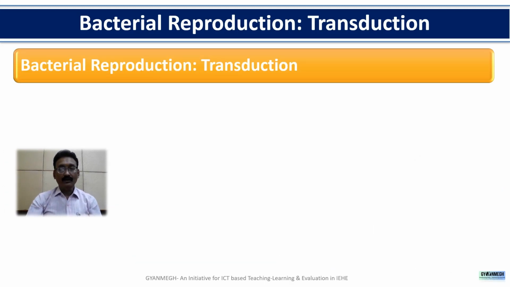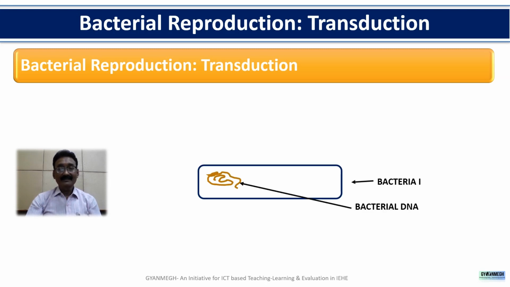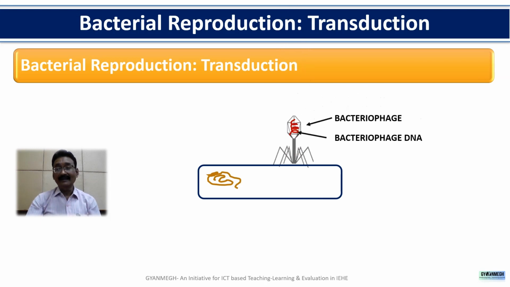Now, the process of bacterial transduction. You can see here bacterium 1 having the bacterial DNA. The first step is attachment and infection. During bacteriophage infection, bacteriophages inject their genetic material into the bacterial cell. First of all, bacteriophages inject their genetic material into the bacterial cell.